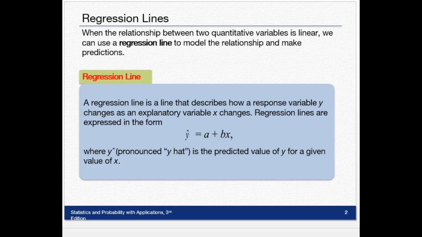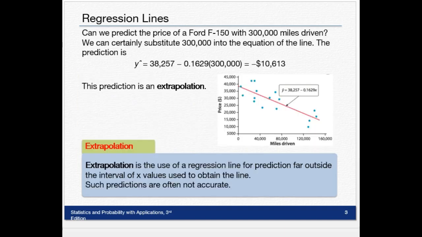Okay, so let's look at this. Can we predict the price of a Ford F-150 with 300,000 miles driven? All right, so let's look at the example they gave us first here on the graph, the scatter plot. And you can see there's the regression line right here, okay? And it's 38,257 minus 0.1629x, where x is the miles driven and y is the price, okay?